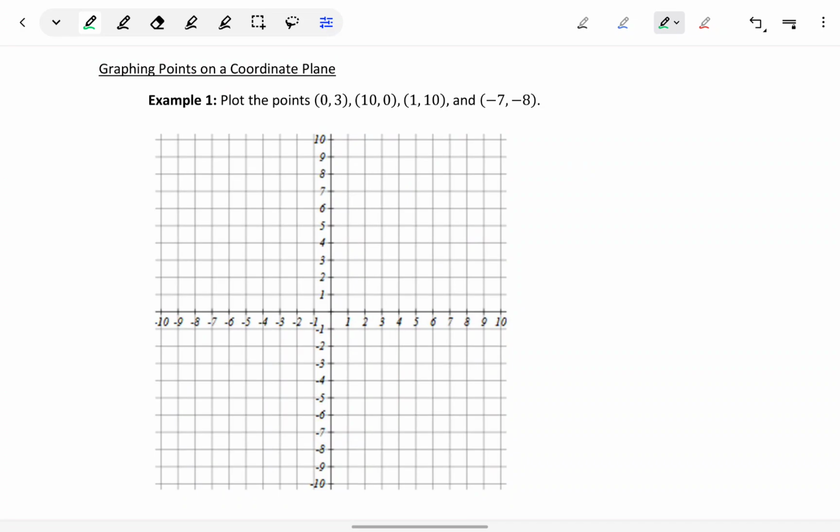First, we want to start by just graphing points on a coordinate plane, and even before we get to that, we want to talk about just the structure of our coordinate plane. It consists of two axes, the horizontal axis, which is typically referred to as the x-axis, and the vertical axis, which is the y-axis. Those two axes divide our coordinate plane into four quadrants.